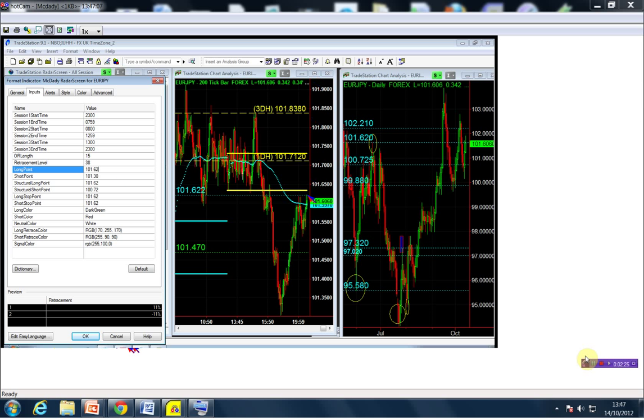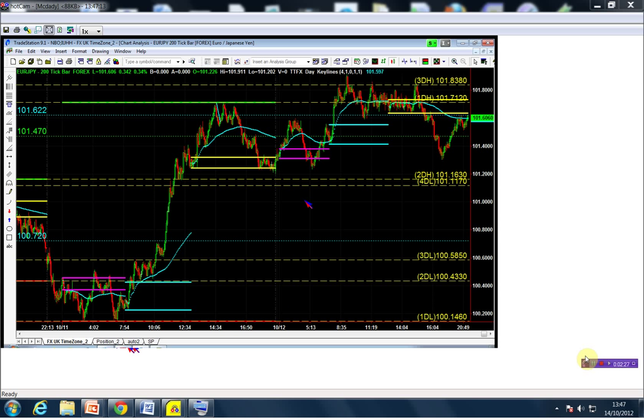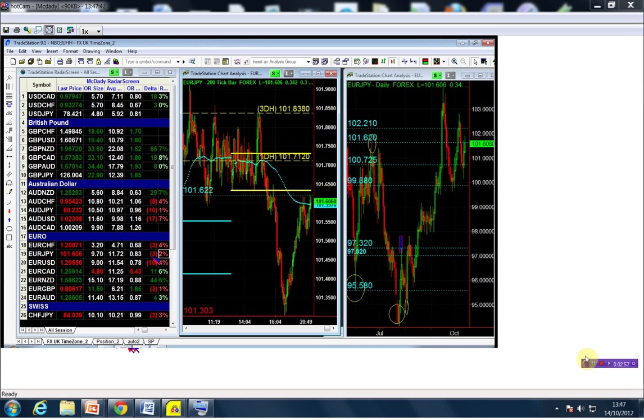On the short side, right here, this is the only place I can look at shorting it, because it could be an intraday structure point. So we can short it technically below the 101.30, and we can use the structure long point as our stop. So we're going to short the euro yen below 101.30.